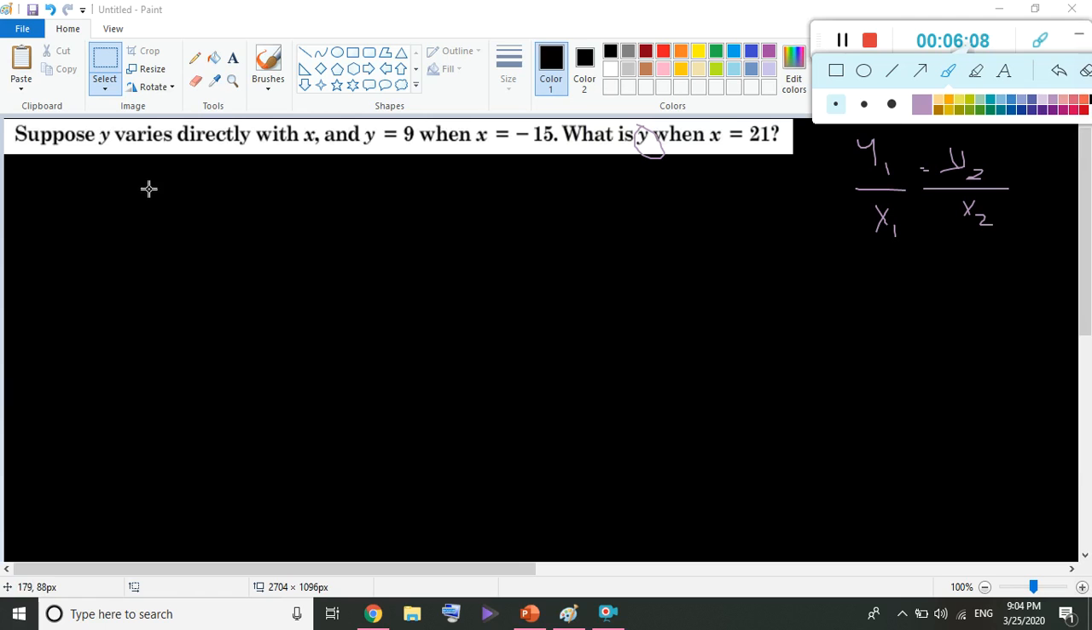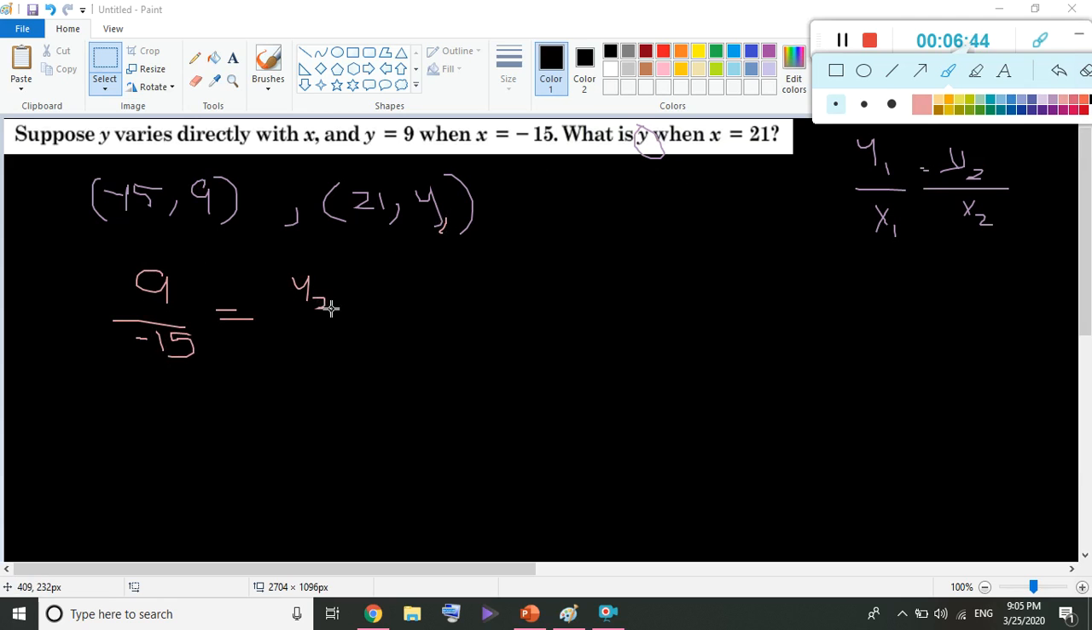So let me just have it as points. The first point we have here is negative 15 and 9. This is x1 and y1. And the second point we have here is 21 and y. So we're going to use the proportion way to find it. It's going to be y1 over x1, so it's going to be 9 over negative 15 equals y2 over x2. So here's y2, it's going to be y2 over x2, which is 21.